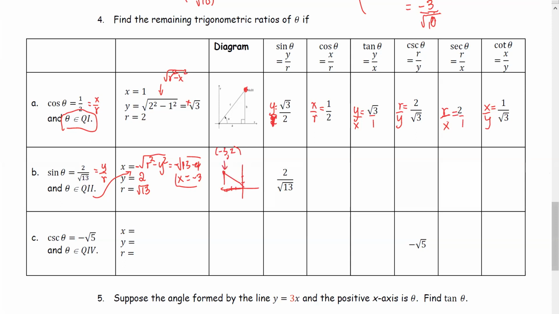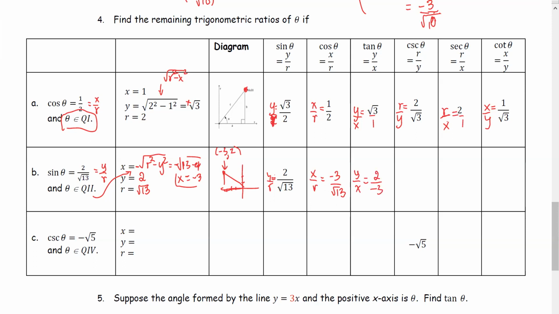The sine theta, which is y over r, is provided. Y is 2, r is square root 13. The cosine theta is x over r. X is -3, r is square root 13. The tangent theta is y over x. The y is 2, the x is -3.